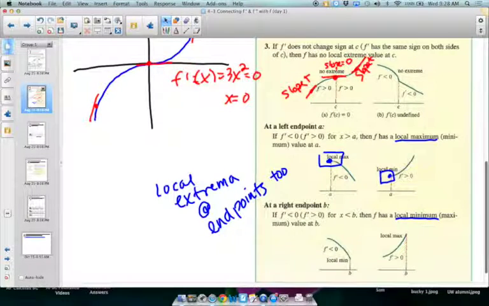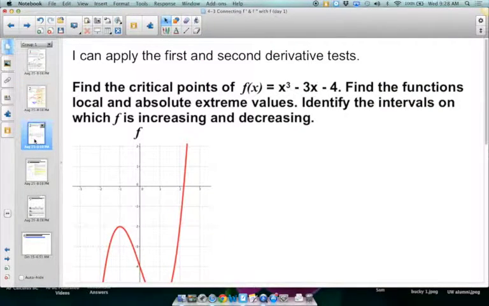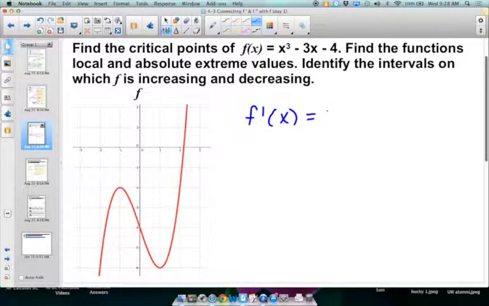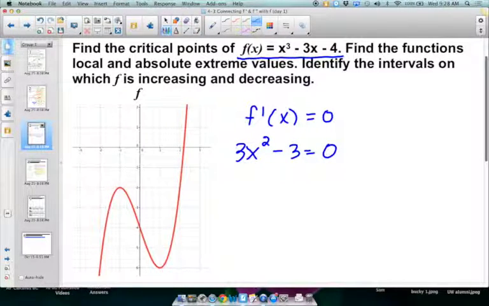Okay, so really we're just looking at this problem the way we looked at it yesterday. We're going to use the first derivative test, and we're going to find those critical points. So the first derivative test says take the derivative, set it equal to 0. So what's the derivative of this function up here? Okay, so 3x squared minus 3 equals 0. And I solve that, and what do I get?